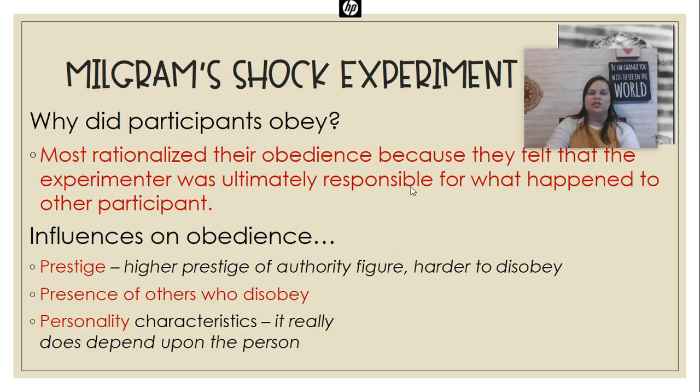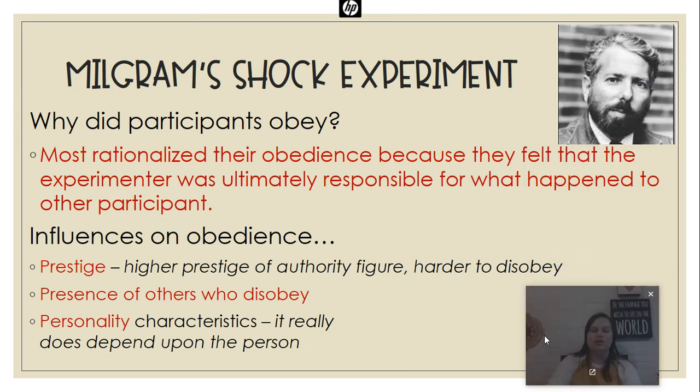But why did these people obey? They believed that they were really shocking somebody on the other side of this wall for missing questions on a vocabulary quiz. Most rationalized their obedience because they felt that the experimenter was ultimately responsible for what happened to the other participant. So the experimenter was saying, we need you to go on, keep doing this. And in some cases, the participant would say, well, who is responsible for this? And the experimenter would take responsibility and they'd say, all right, and they would keep going.